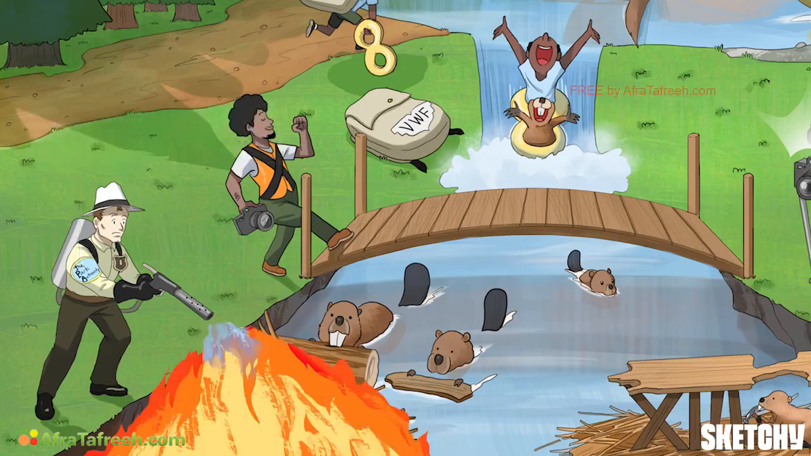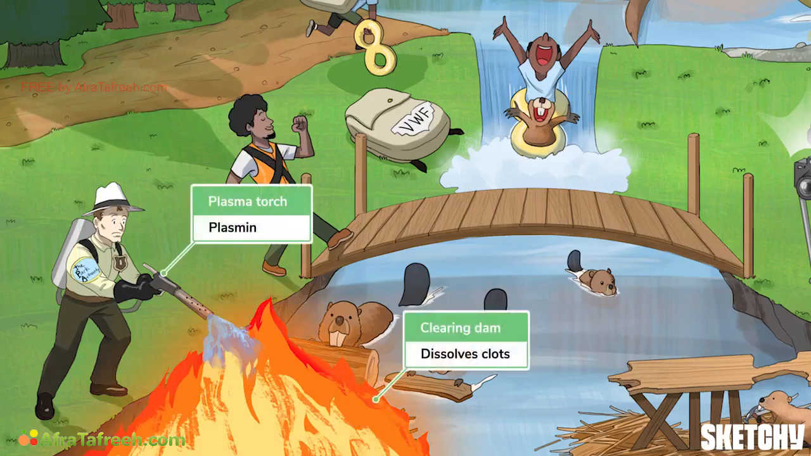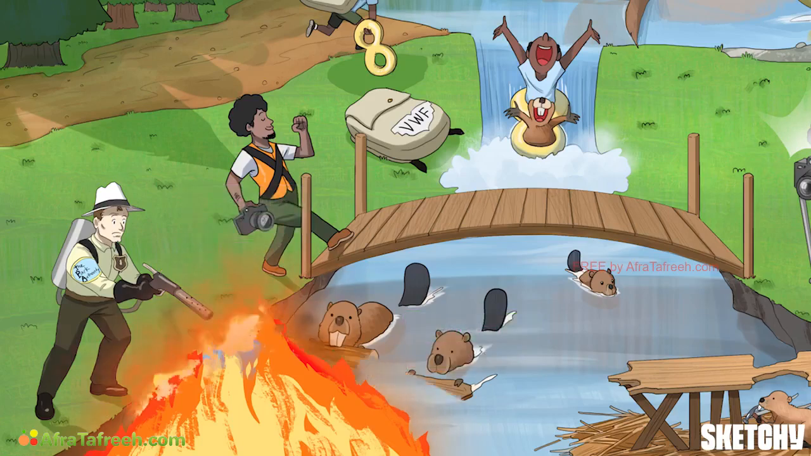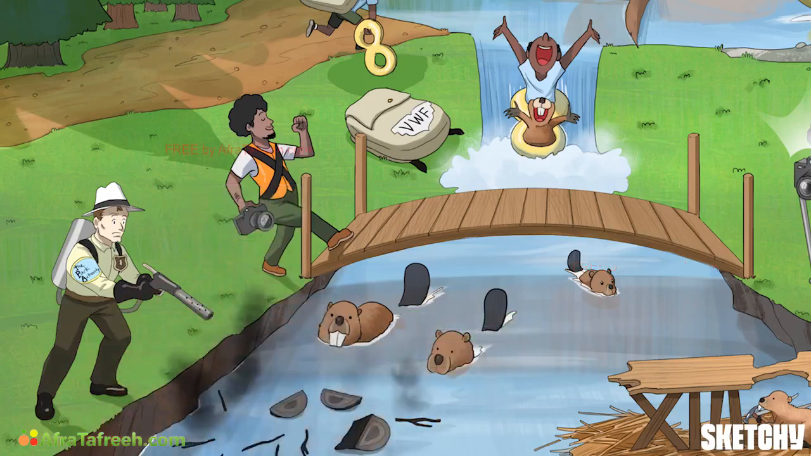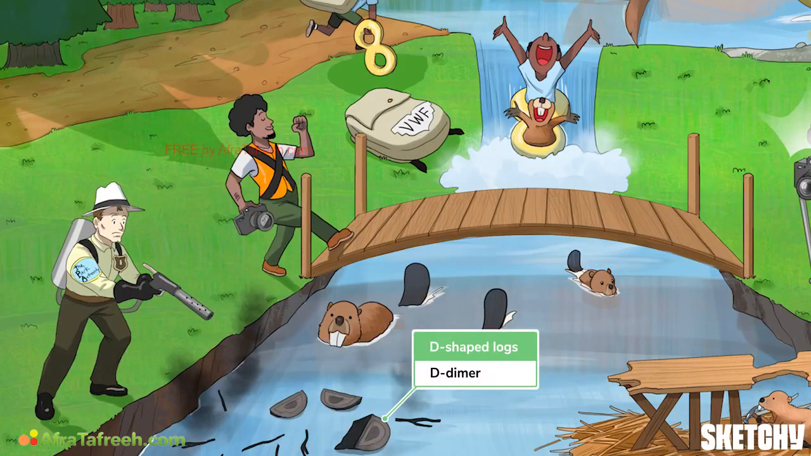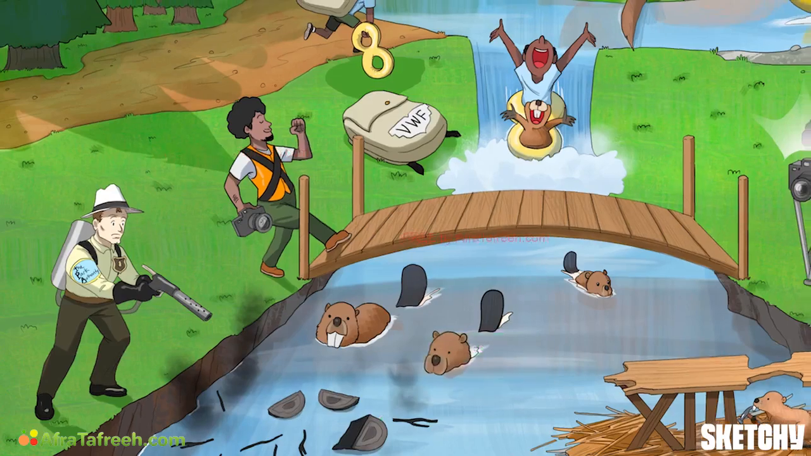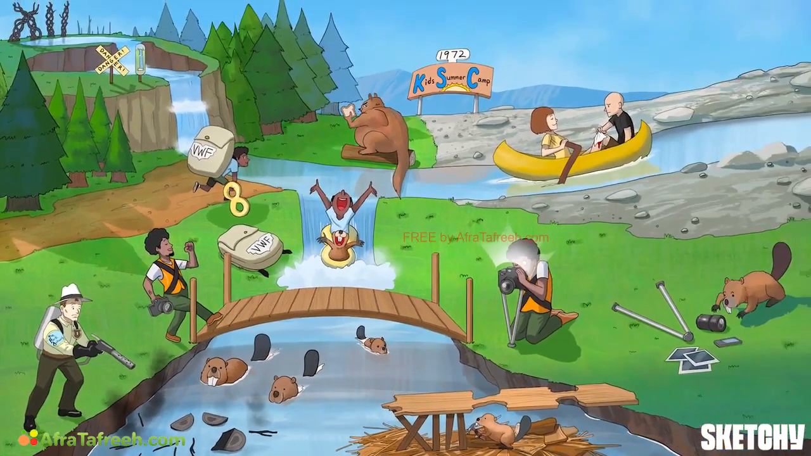Plasmin does the actual clot dissolving, which is why our TPA ranger is using a plasma torch to clear this thrombiver dam. People with ischemic strokes and pulmonary emboli are sometimes given synthetic TPA to break up clots, which sounds far more pleasant than getting plasma torched by the Park Authority. After plasmin dissolves the clot, fibrin degradation products such as D-dimer are left behind, kind of like this leftover, charred, D-shaped debris. And with that, we've reached the end of our journey down the coagulation cascade.